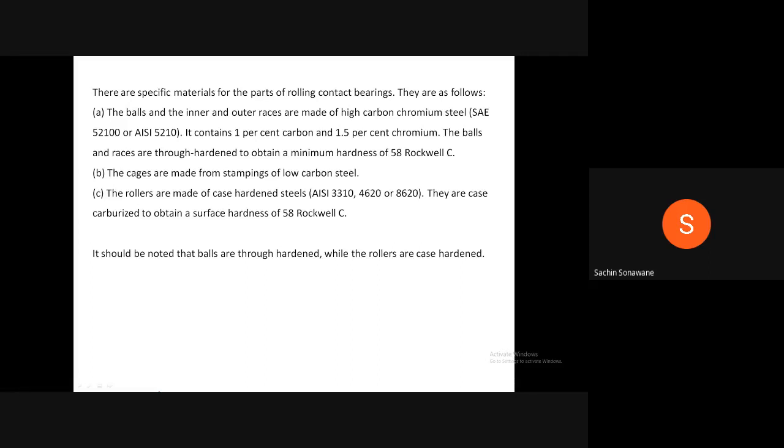Second, the cages are made from stampings of low carbon steel. Third, the rollers are made of case hardened steels, AISI 3310, 4620 or 8620. They are case carburized to obtain a surface hardness of 58 Rockwell C. It should be noted that balls are through hardened while the rollers are case hardened.